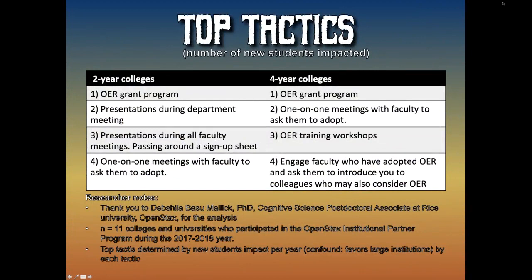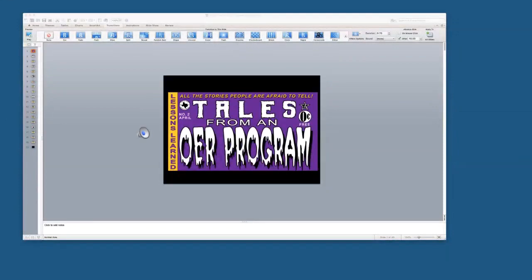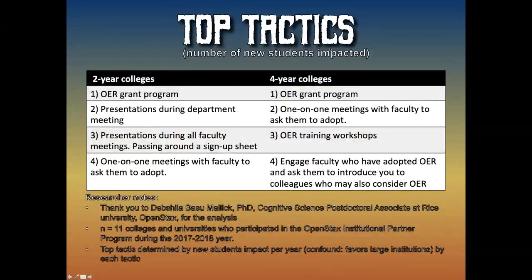And for both of them, it was a grant program. Not shocking. I know a lot of institutions, even on this call, have done grant programs, and those have been very successful. The second one on the 2-year colleges side is presentations during department meetings. This is where you are actively going out to the actual department meeting. And the reason I'm specific on that is faculty tend to, if they're going to show up to anything, they're going to show up to their department meeting. It's also somewhat of an implicit endorsement in the fact that the department chair gives you the floor.